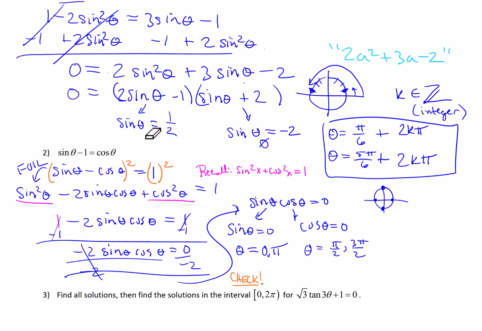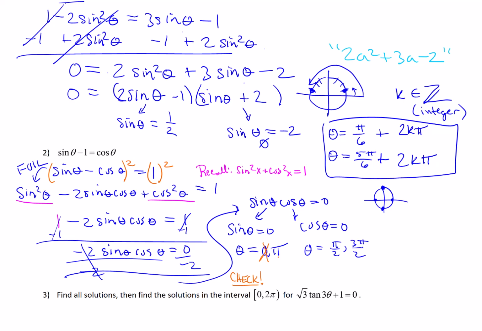So just like that, if you take theta as 0 and plug it back in, 0 for theta would mean sine of 0 minus 1 equals cosine of 0. Well, sine of 0 is 0, so 0 minus 1 is negative 1. Does that equal cosine of 0? Actually, no, it doesn't. So we have to exclude some of these solutions because they're not actually valid. They're called extraneous. So 0 doesn't work.